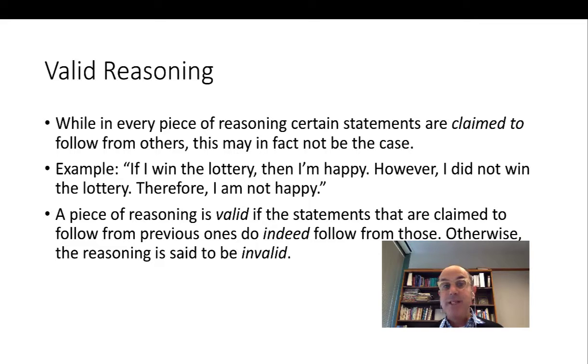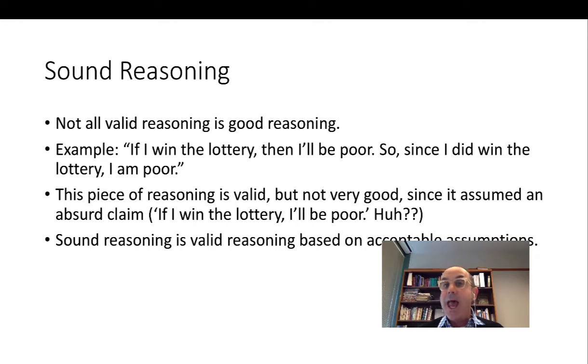Every piece of reasoning contains statements that are claimed to follow from the others. Example: if I win the lottery, I'll be very happy. I did not win the lottery, therefore I'm not happy. In that context, it's very straightforward with regard to the deduction that I am making out of it. So a piece of reasoning is valid if the statements that are claimed to follow from the previous ones indeed follow, and in this case I can see the soundness of reasoning and how to apply that.